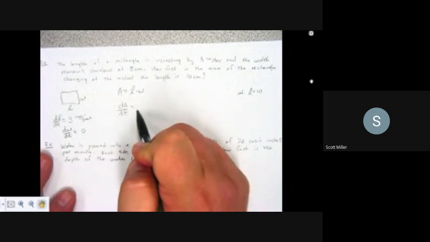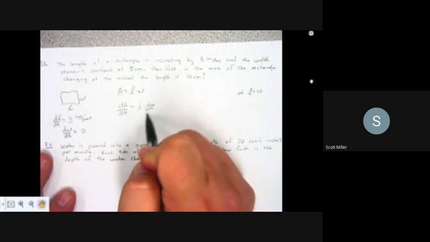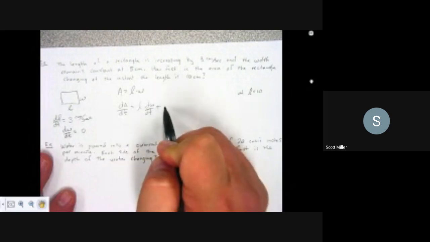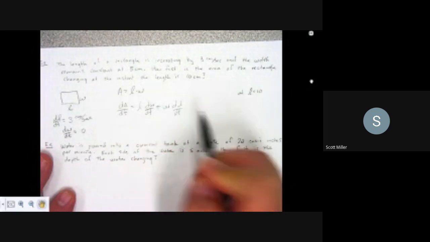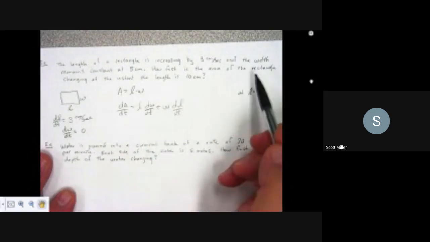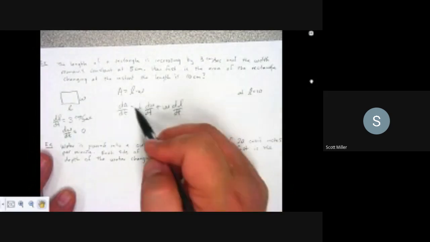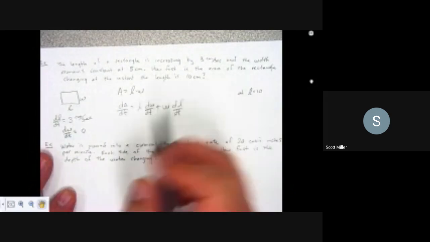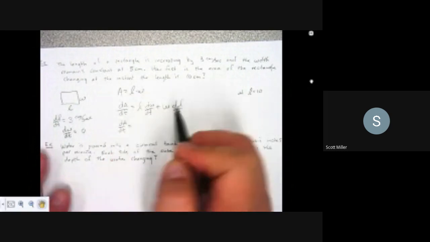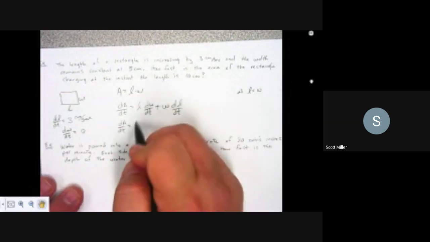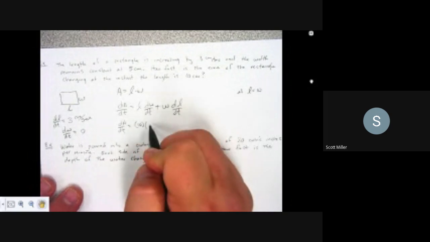And so we have what? The first times the derivative of the second plus the second times the derivative of the first. And we're looking for the rate of change of the area. So I need to plug in all numbers for all of these things over here. So dA/dt, L is 10, but dW/dt is 0.